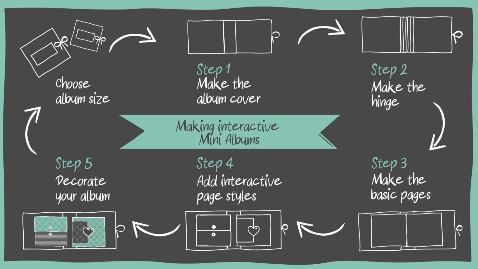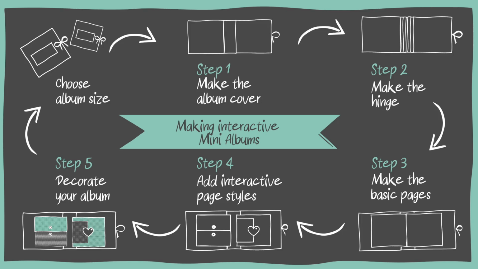And I want to start by showing you which steps you would need to take to make an album like this. And I have divided it into 5 different steps. So first you would need to, of course, make the cover for the album. Then for step number 2, you also need to make the hinge for the album. So that's where you can later on attach your basic pages to. And the crafting of the basic pages is what you need to do for step number 3. And then step number 4 is for choosing and adding the interactive page styles to your album. And then for the last step, which is step number 5, you can decorate your album, as I said, for any theme or occasion.